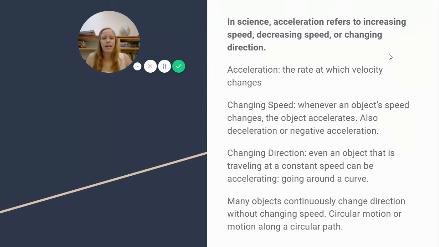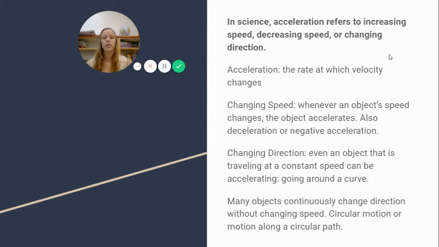In science, acceleration refers to increasing speed, decreasing speed, or changing direction. Acceleration is the rate at which velocity changes. When changing speed, we learn that whenever an object's speed changes, the object accelerates. It also decelerates, or sometimes it's called negative acceleration. So when it's speeding up, it's accelerating. When it's slowing down, it's decelerating, or it has negative acceleration.